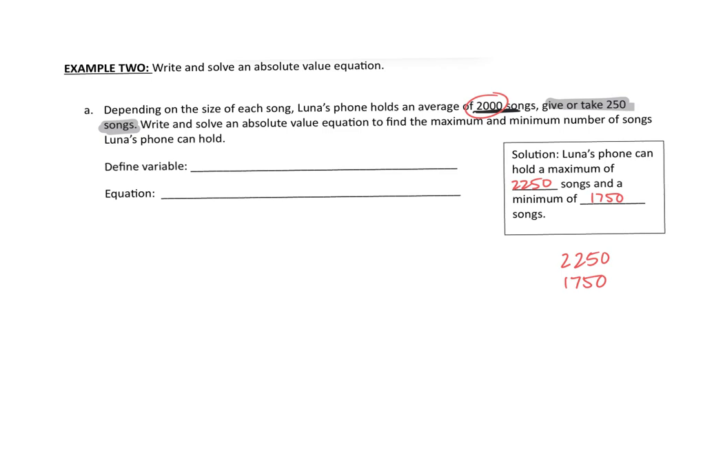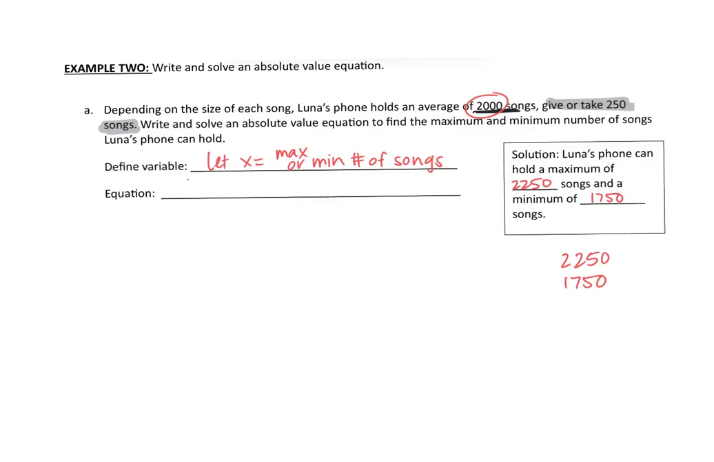So first thing, it says define the variable. Well, we don't know the maximum or minimum number of songs, so we're going to say let x equal the max or min number of songs. Okay, so I'll start by doing that. And this part might get a little confusing, so I'm just going to do this one with you, and then we'll do another one on Monday when I'm back.